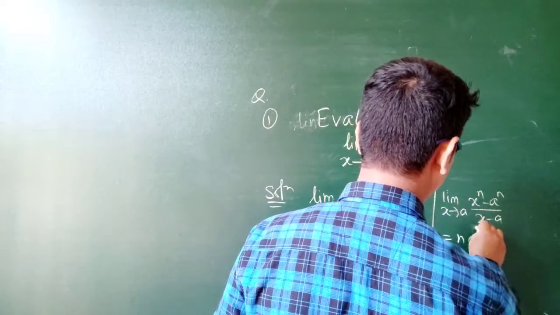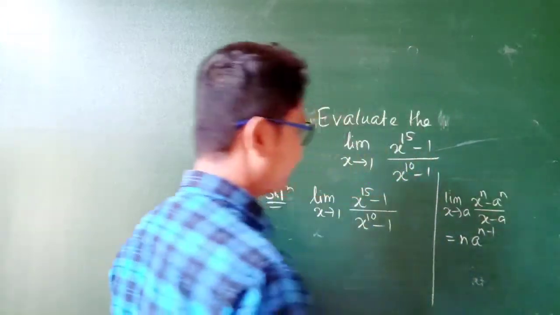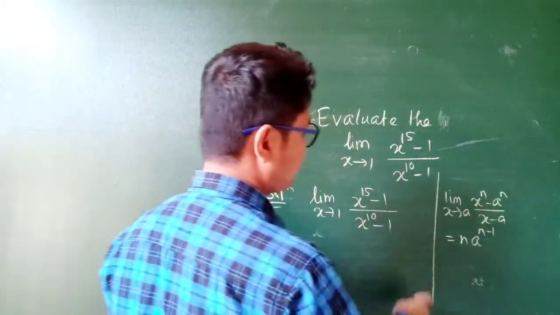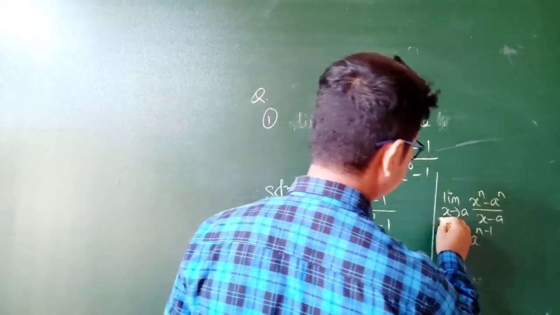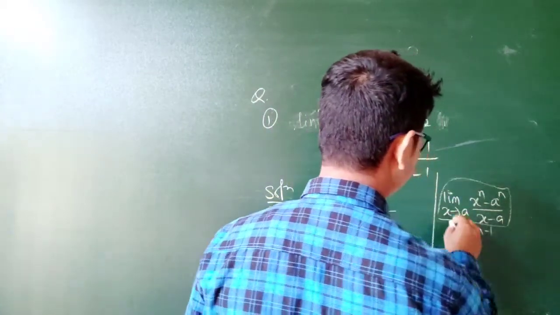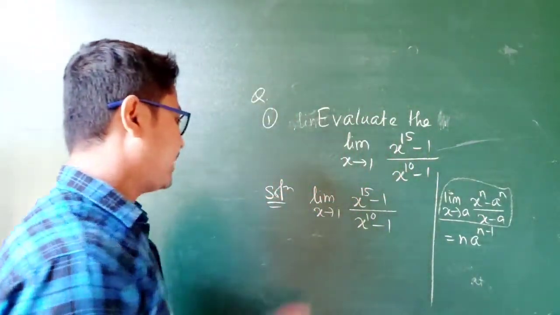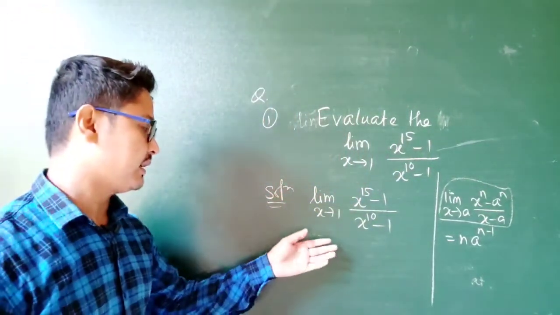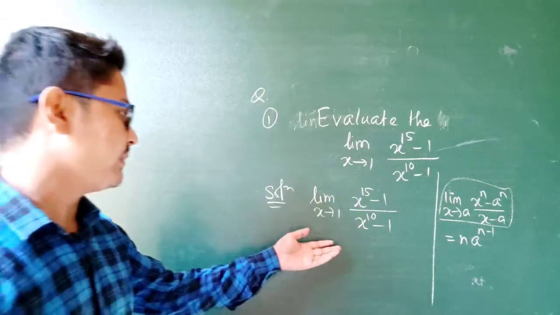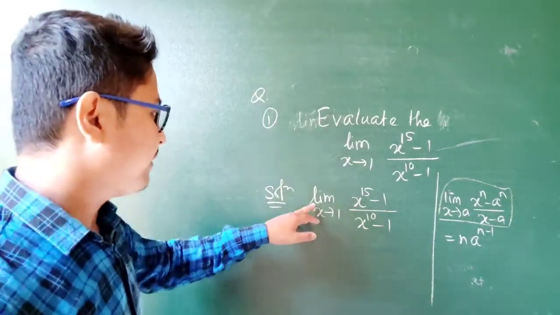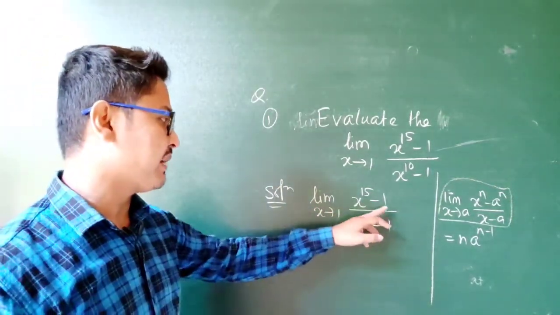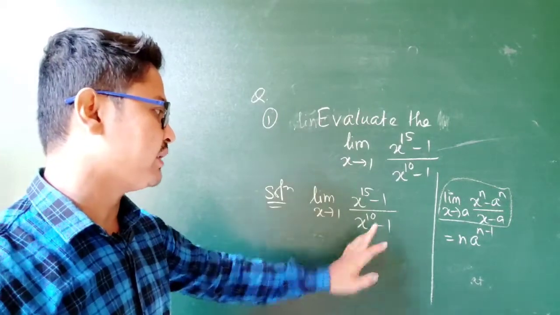N a to the power n minus 1. So whenever you get this kind of structure in a problem, you can directly write the answer n a to the power n minus 1. But for the present given problem, we have limit x tends to 1, x to the power 15 minus 1 divided by x to the power 10 minus 1.